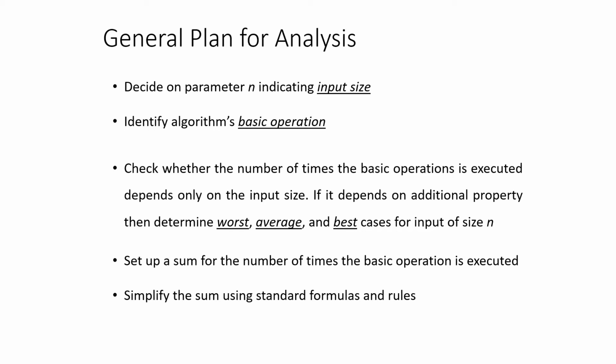Suppose the number of times the basic operation gets executed does not depend only on the input size, but depends on some other parameter, then we have to find the worst case, best case and the average case. Usually we'll not be finding all these three cases. We'll talk only about the worst case complexity. After deciding upon these parameters, we'll set up an equation. As the last step, we'll solve the equation using the standard formulas, which we'll see now.